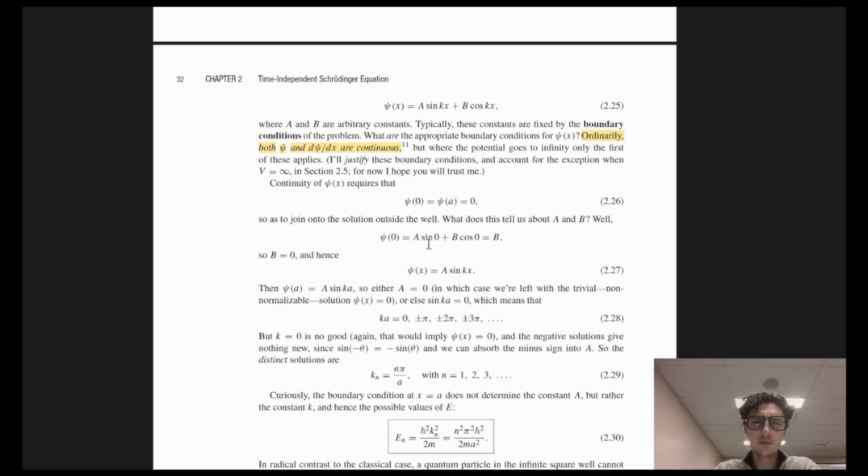Why does this equal b? Because sine of 0 equals 0 and cosine of 0 equals 1. So this just gives us b. So b equals 0 because of this equation and because of this equation combined together.